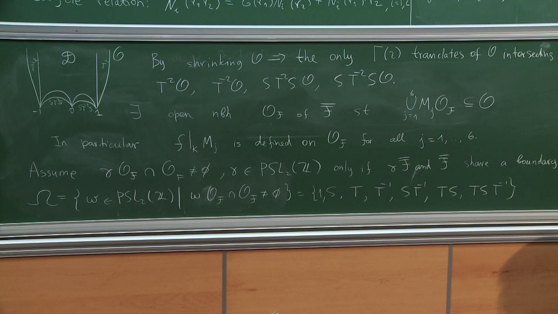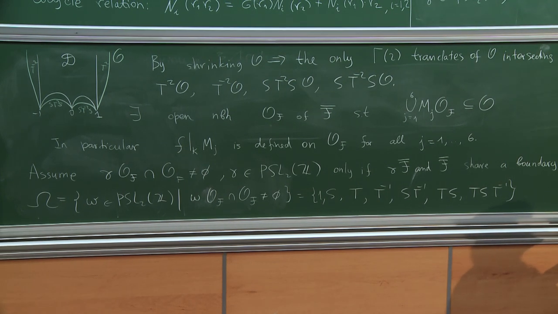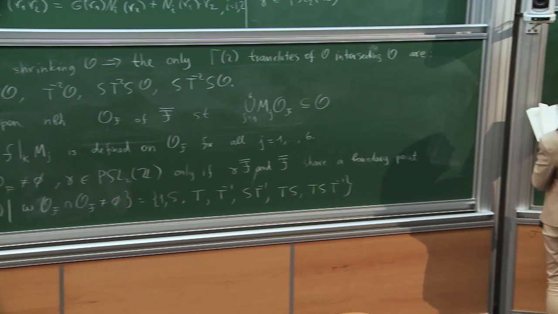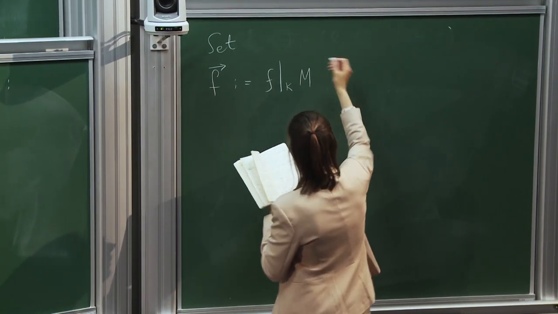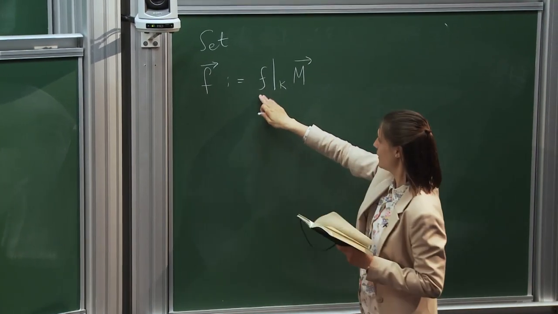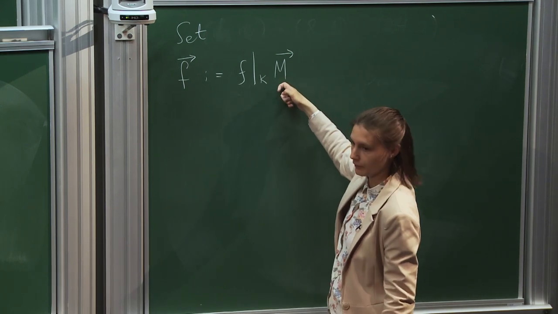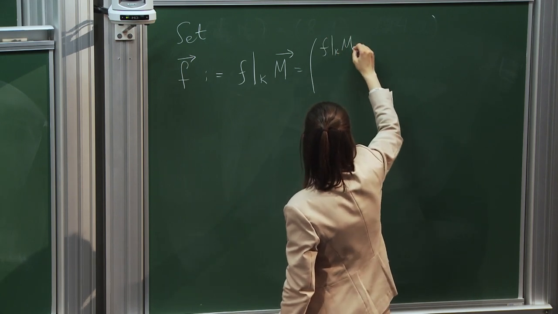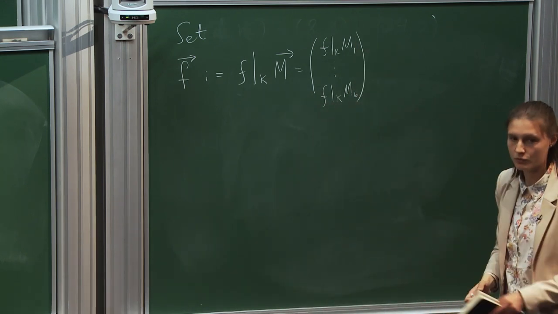what we wanted to do is to make a vector-valued version of our function f. We do it in the following way. We define f vector-valued, which would be the column vector consisting of all translates of F by the elements of vector M. So this is exactly what this notation means.